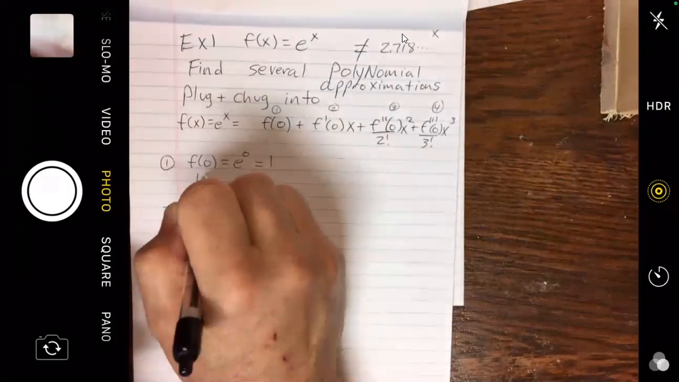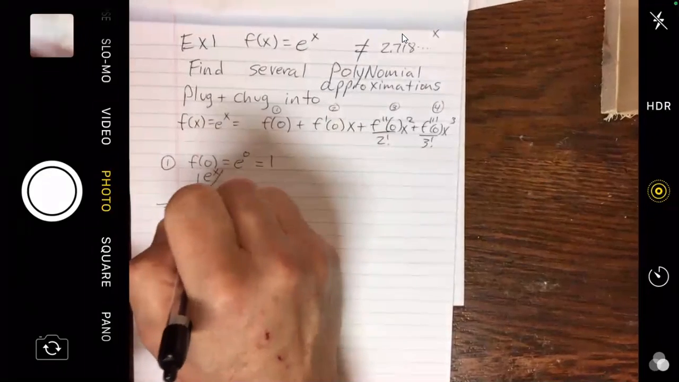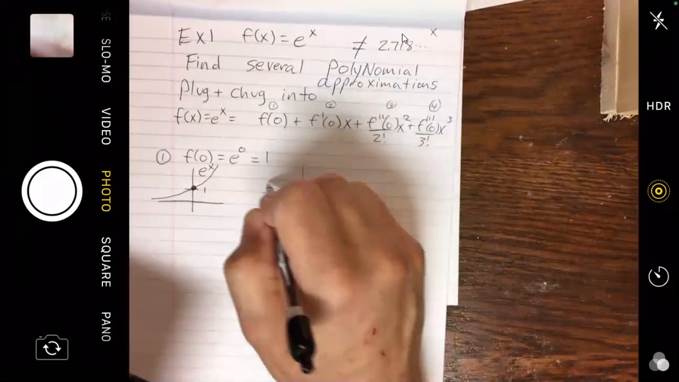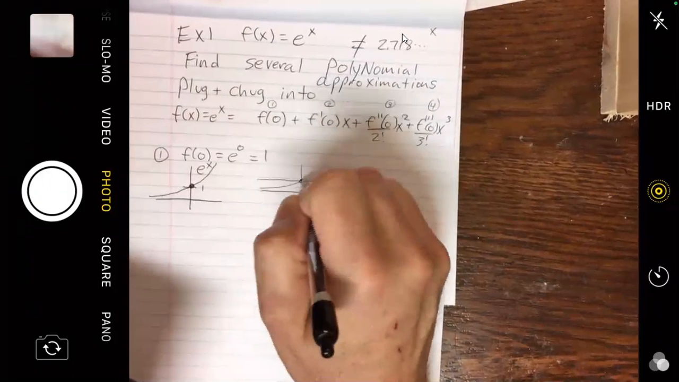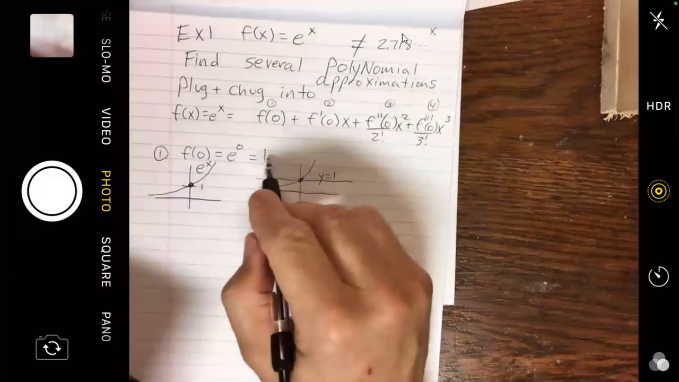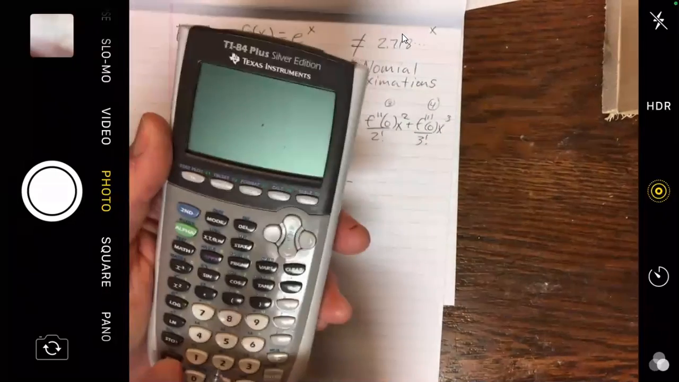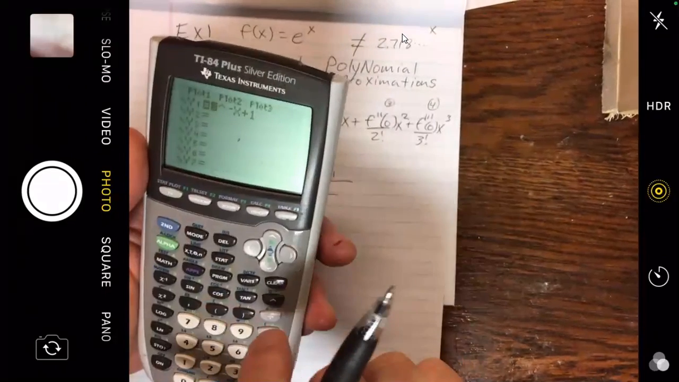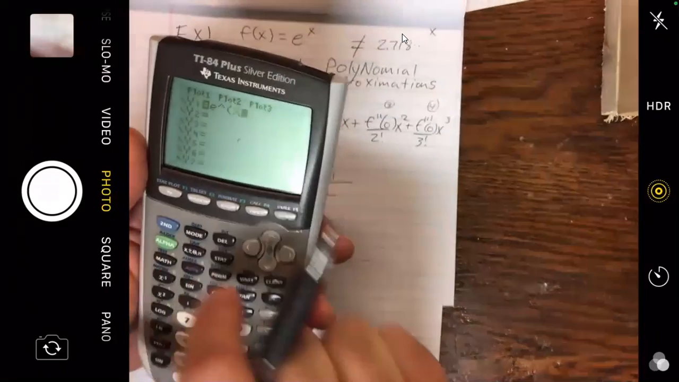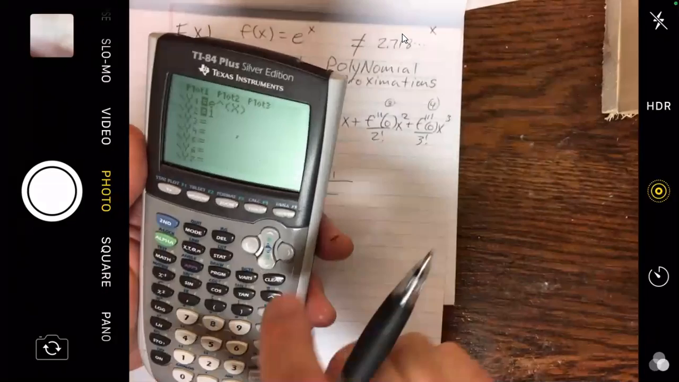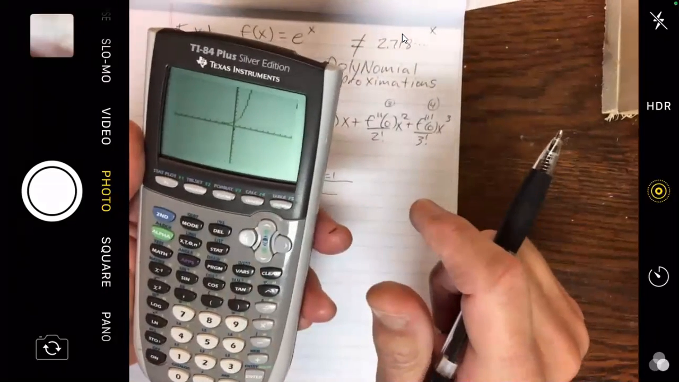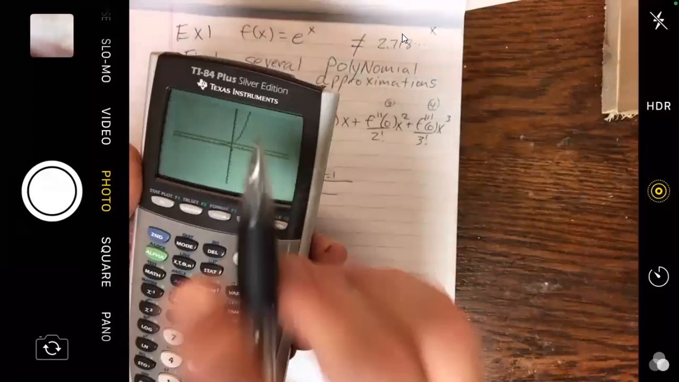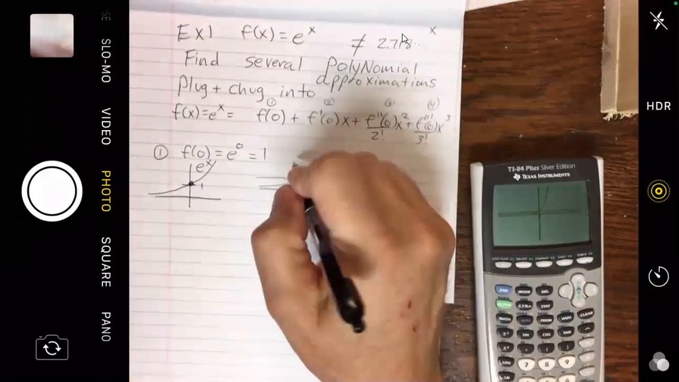Hopefully you remember what e to the x looks like. The y-intercept is at 1. And what this says is your first approximation is y equals 1 right here. You can see this on the calculator. Let's see, graph. Okay, e to the x, and then just 1. There's e to the x, and there's 1. And you see how you get absolutely perfect agreement, but at one spot, one x value. You get perfect agreement right there.